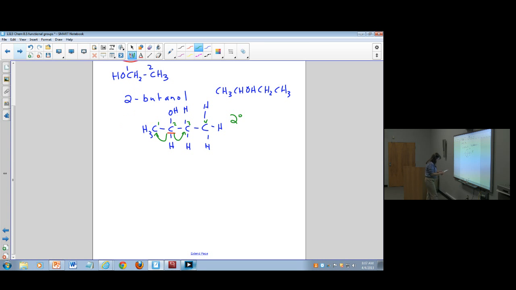How about 2-methylbutanol? So in this case, again, we have a 4-carbon chain. We're told, I'll tell you what, why don't you name this?